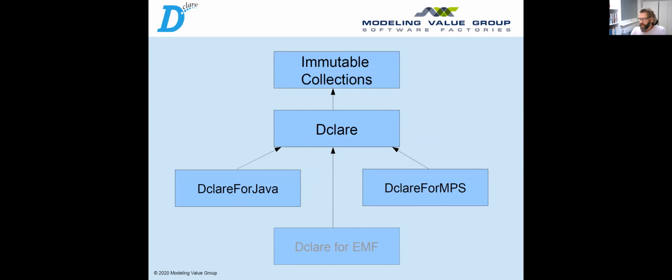DClare is actually built on a set of open source projects. We have immutable collection frameworks on top of Java. Then on top of that, we have a DClare engine that is actually kind of a reasoning engine, if you like.